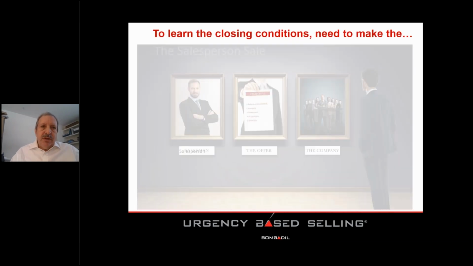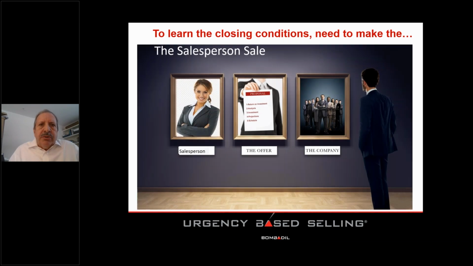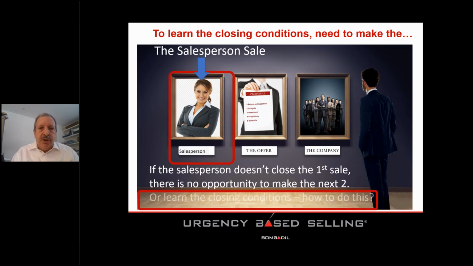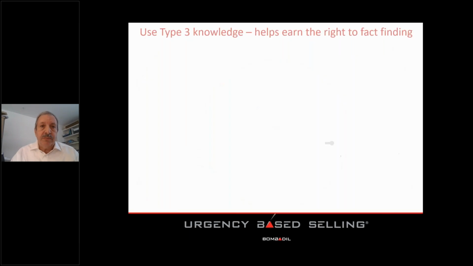conditions. In order to learn the closing conditions, first we need to make the salesperson sale. There are 3 sales we need to make: the salesperson sale, the offer, and the company sale. If the salesperson doesn't make the first sale, the salesperson sale, there's no opportunity to make the next 2 sales, which are the offer and the company sale. And if you don't make the salesperson sale, then there's no opportunity to learn the closing conditions. So how do we do this?